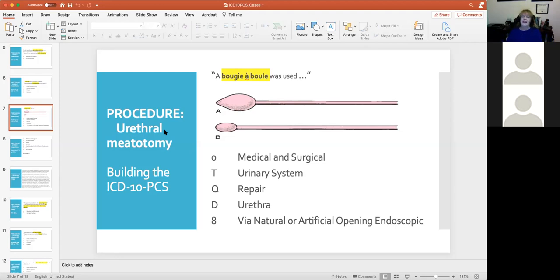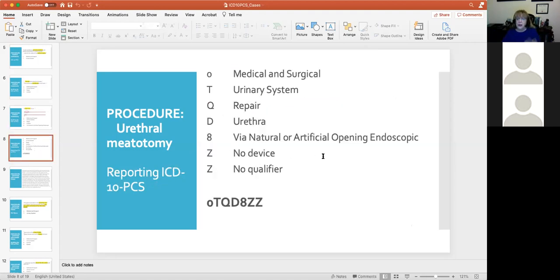Okay. All right. So the important thing is now that we know it's a metal rod with a certain doohickey at the end, that's going to be passed right up the urethra. That tells us what our approach is, right? Via natural or artificial opening endoscopic. So you see how we're building this, pulling words out of the scenario. And then there is no device and no qualifier. So we're done.